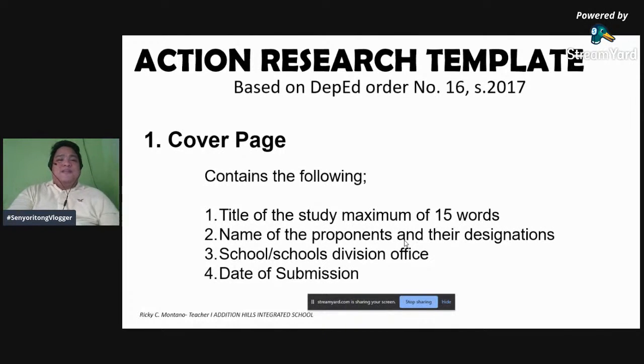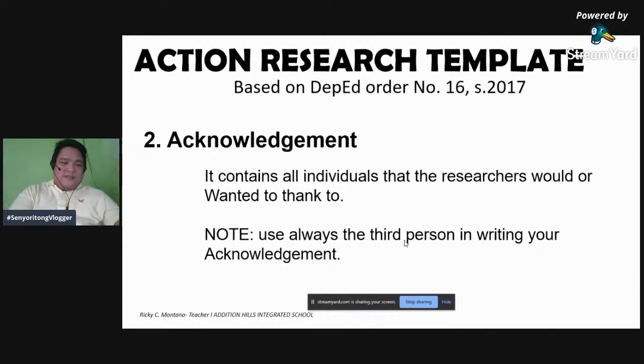Here is the template based on DepEd Order number 16, 2017. So of course, number one, you have the cover page, which contains the following: title of the study, maximum of 15 words, name of the proponents and their designation, schools division office, date of submission. And then you have the acknowledgement.